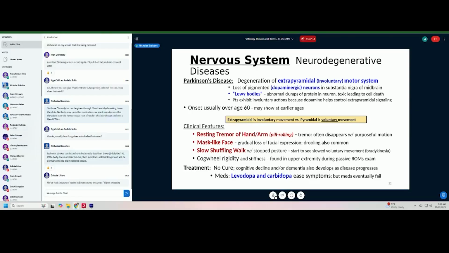This is typically going to show up in our older folks, although there are variants that can happen at earlier ages, like Michael J. Fox. He had a different variant, but still has Parkinson's.